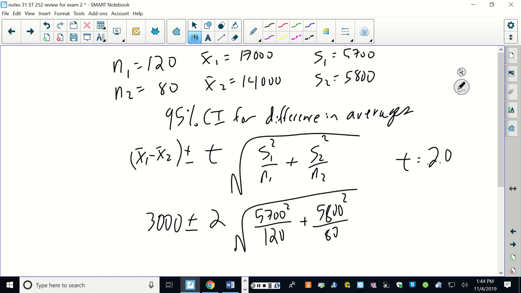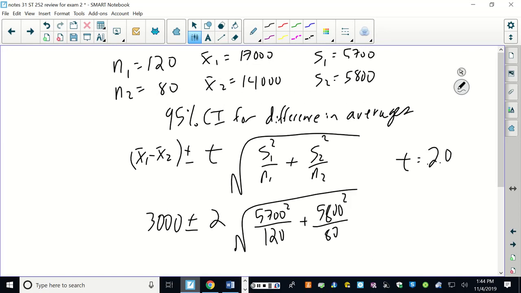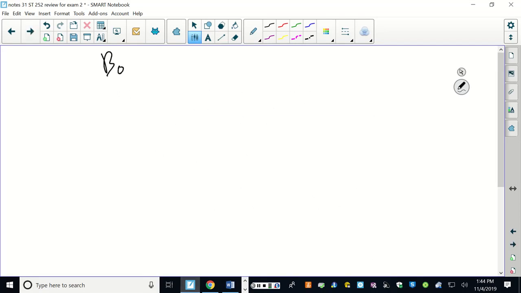So part C, as stated in the problem, says describe a bootstrap t method of making a confidence interval. I think I would ask this primarily, maybe just like a one-sample one, but a two-sample one we could also think about. So you prepared for this, think about how you describe a bootstrap t interval, because it was one method of making confidence intervals.